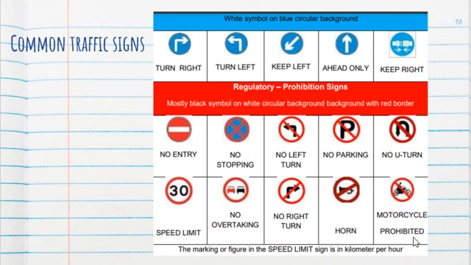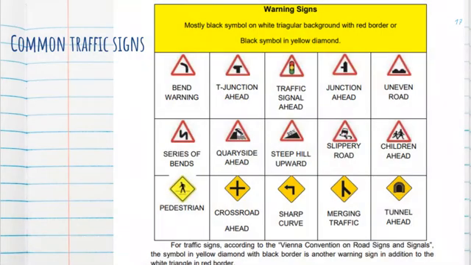horn, motorcycle prohibited. Okay, next one, we have the warning signs, mostly black symbol on white triangular background with a red border or black symbol in yellow diamond. So we have here bend warning, T junction ahead, traffic signal ahead, junction ahead, uneven road, series of bends, quarry side ahead, steep hill upward, slippery road, children ahead.